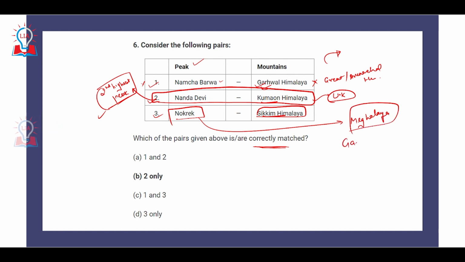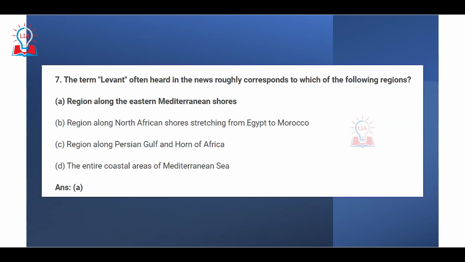That is the Garo Hills, then we have the Khasi Hills, and then we have the Jaintia Hills. So basically, Nokrek is a part of the eastern Garo Hills of the Meghalaya upland. So the Sikkim Himalaya is incorrect. Nanda Devi is the correct option. So the correct option for this question will be only 2.